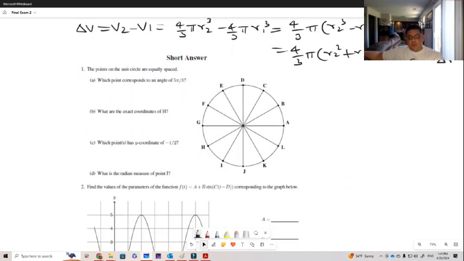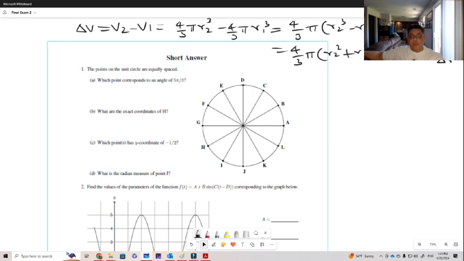Now let's go to the short answer questions. The first one says these points are on the unit circle and they're equally spaced. So they're equally spaced, and notice that we have 1, 2, 3, 4, 5, 6 on the top. So it means that each of these parts measures pi over 3. All these points are distance pi over 3 away. So what point corresponds to 5 pi over 3? Well, it's going to be the point F. Wait a minute. 1, 2, 3, 4, 5.